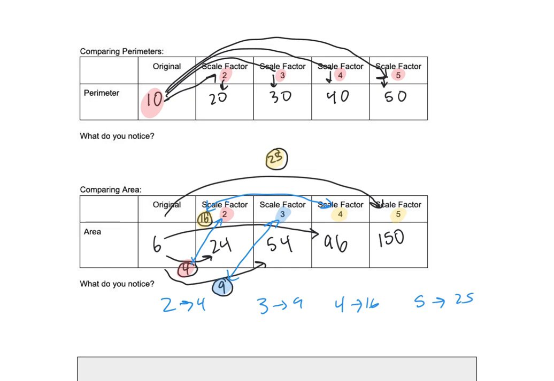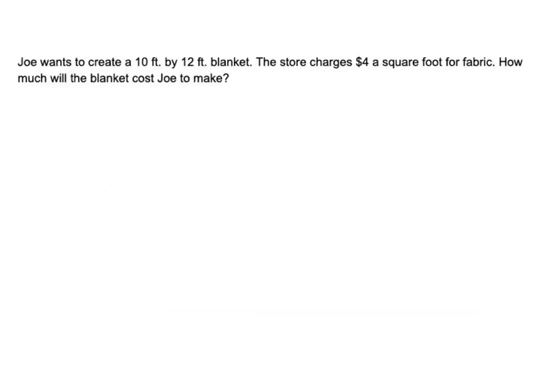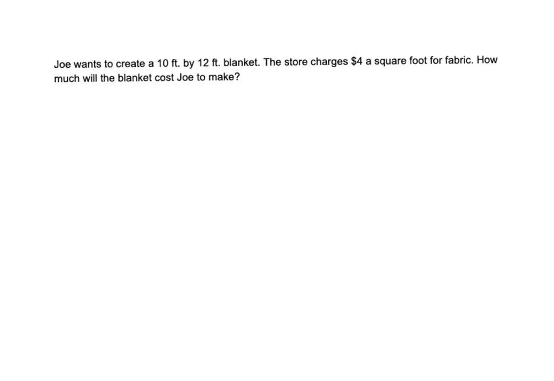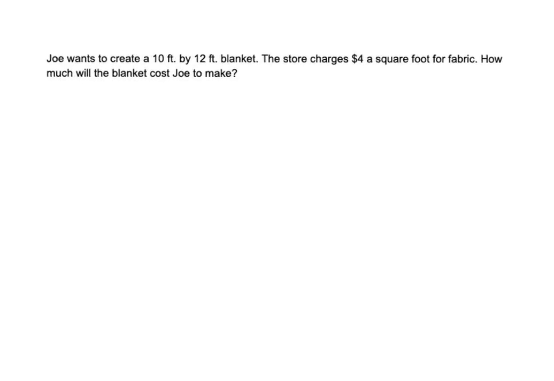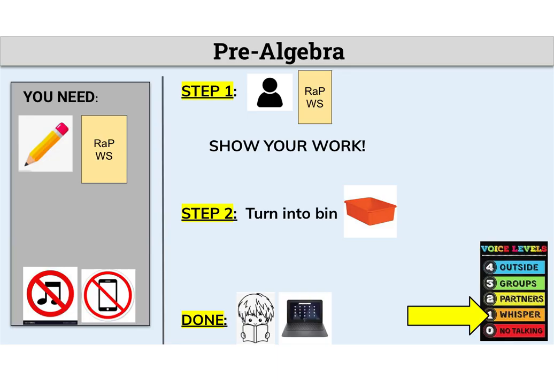And then wherever you are right now, I want you to take a minute. Right now, it says Joe wants to create a 10-foot by 12-foot blanket. The store charges $4 a square foot for fabric. How much will the blanket cost for Joe? Remember that you need to use area to help you find this. So it's $4 for 1 square foot inside of there. How much is it going to cost for the whole blanket? So 10 by 12. Go ahead and find that area. Do your best guess. Write that answer on there. Bring it up. And you're going to finish with the homework today.